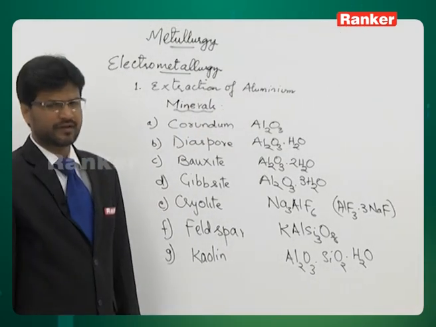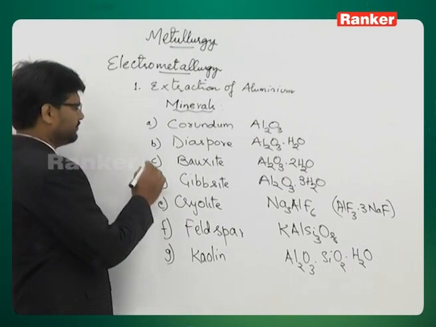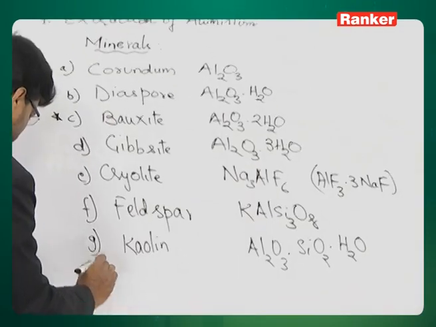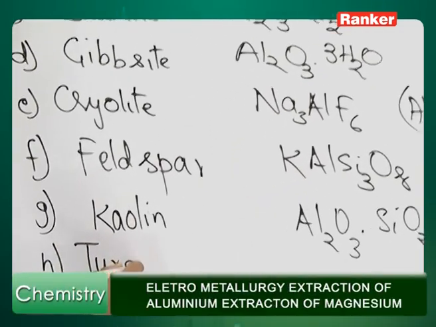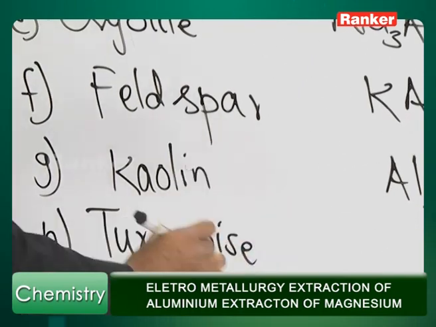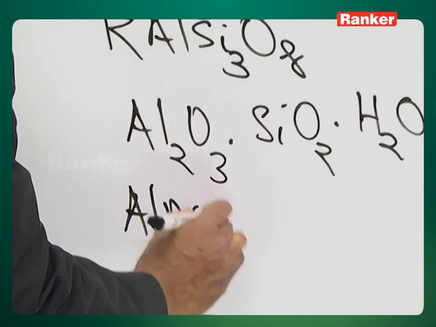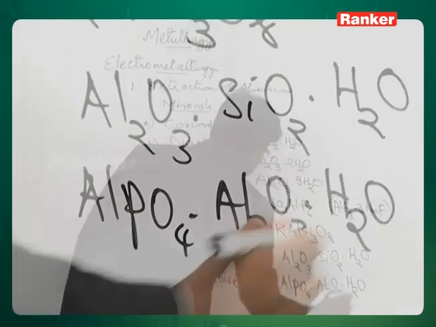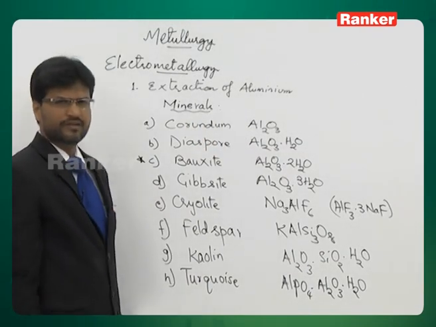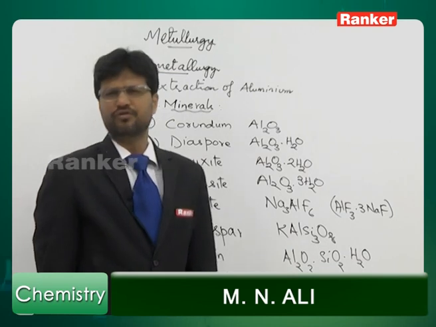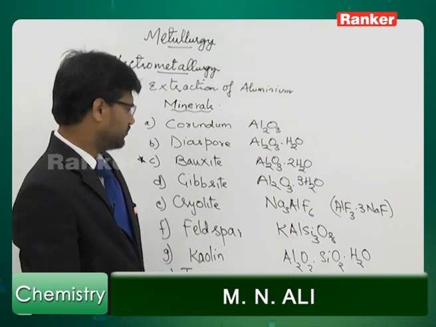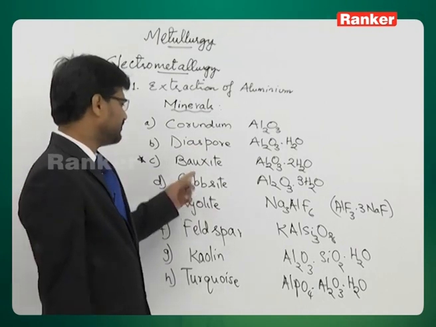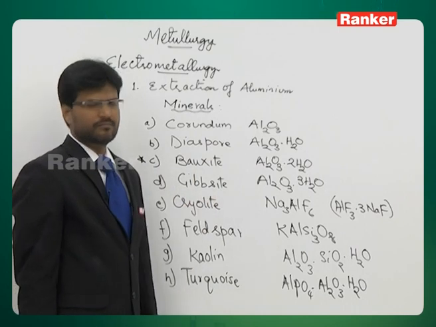These are a few important minerals of aluminium, and the most important mineral is bauxite. I would like to add one more. Turquoise. Turquoise is AlPO4 dot Al2O3 dot H2O. It's a phosphate mineral of aluminium. Turquoise, AlPO4 dot Al2O3 dot H2O. So this is a list of important minerals of aluminium, and the chief ore, aluminium is mainly extracted from bauxite mineral.